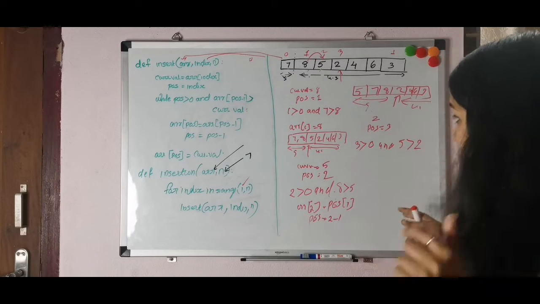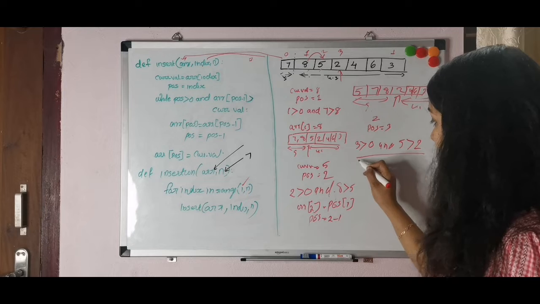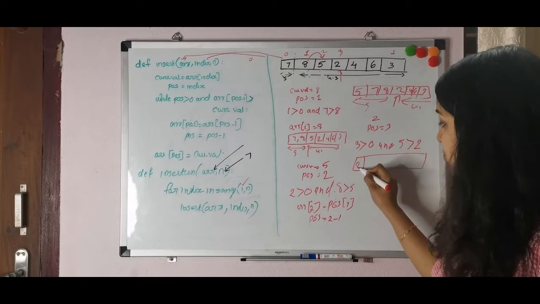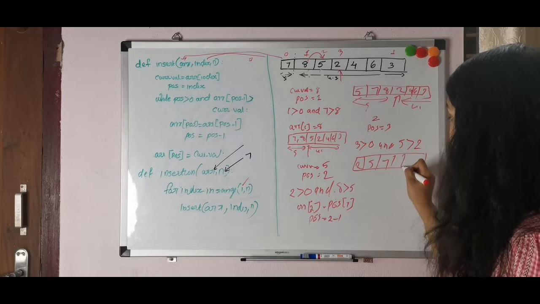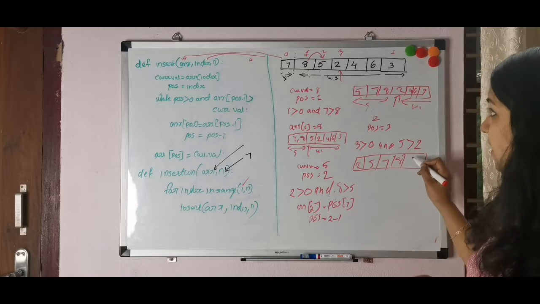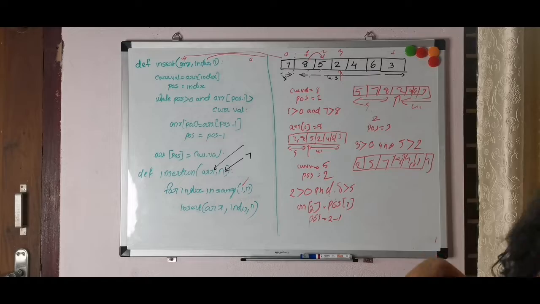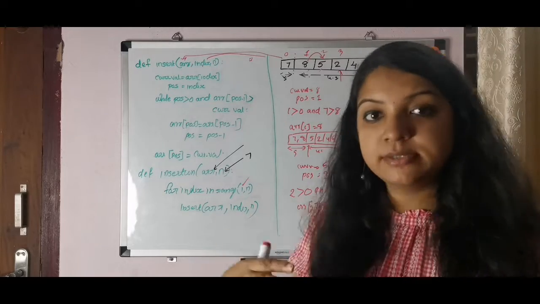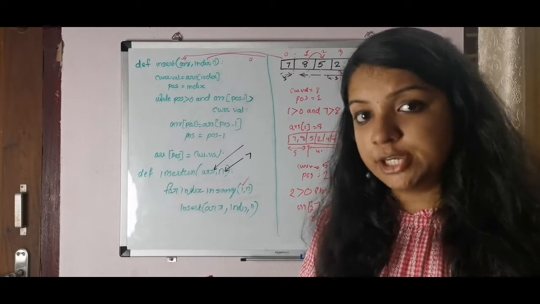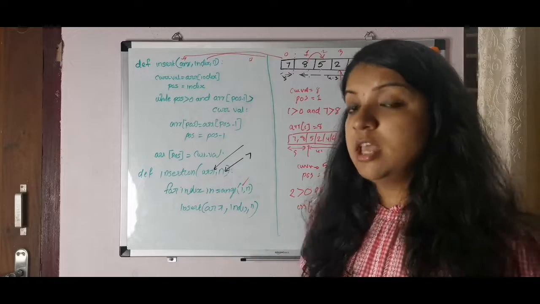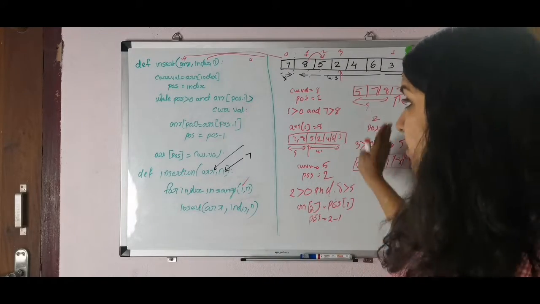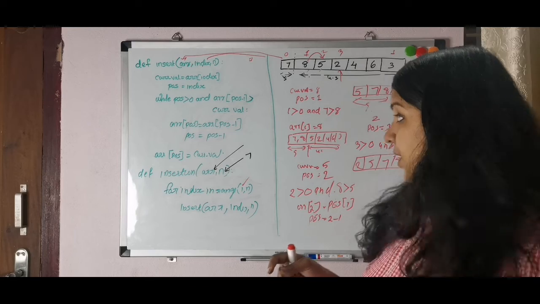So that kind of iteration will happen. After that the elements look like this: 2, 5, 7, 8, then 4, 6, 3. So this is the iteration happening here, because it is checking with the previous element to find the correct position, and moving, and so on. So I will tell you one more thing. I hope you all got this point.